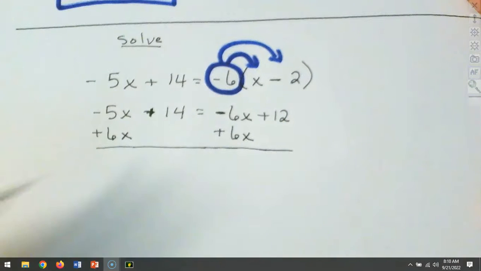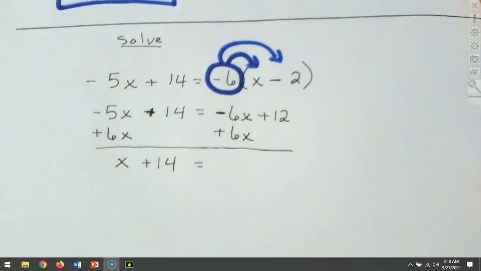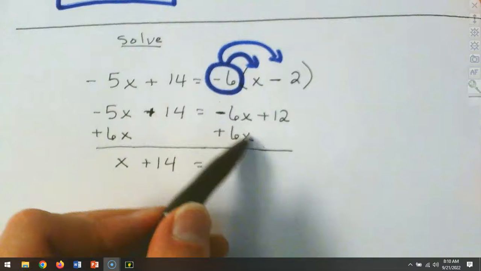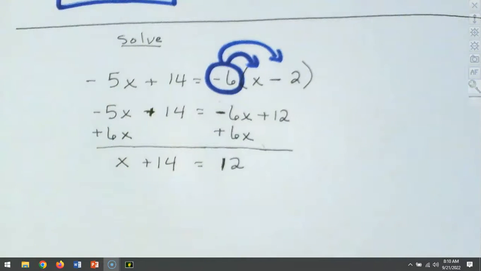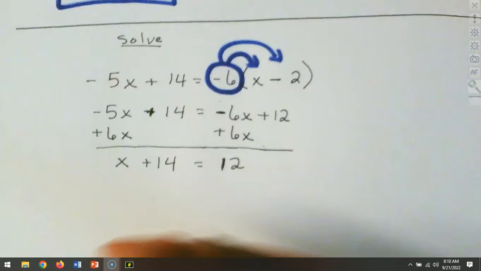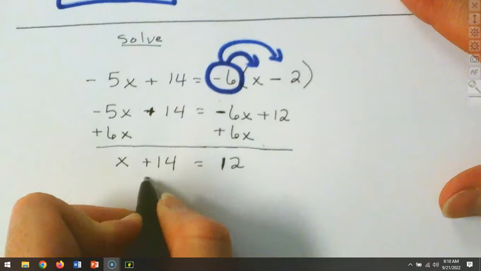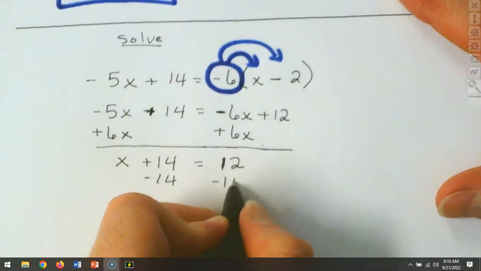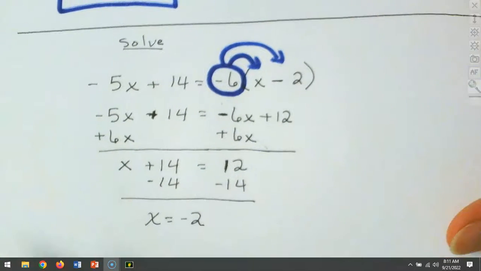Minus 5 plus 6x, that leaves you with a single x. And then we have a 14. These can cancel, right, because one's positive, one's negative. And it equals 12 on the right-hand side. How do we finish it? What would be my next step here? Move that 14 over, and how do we do that? Move that 14 over with subtraction, right, because that's the opposite of addition. And that leaves me then with x equaling now a negative 2.